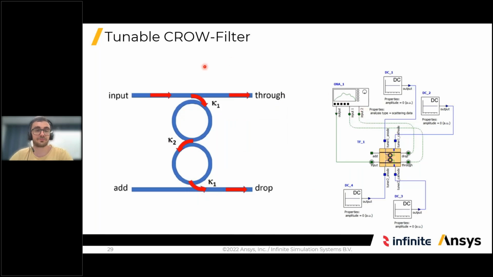So this is what a CROW filter looks like. Light comes in, and most of the light just passes through this waveguide through the through gate. But specific frequencies will couple into these rings and will be filtered out and go through the drop gate like this. So we could do an FDTD simulation, but as I told you before, it would take too much time because we have to sweep along different parameters. So instead, we just choose to do it in Interconnect.